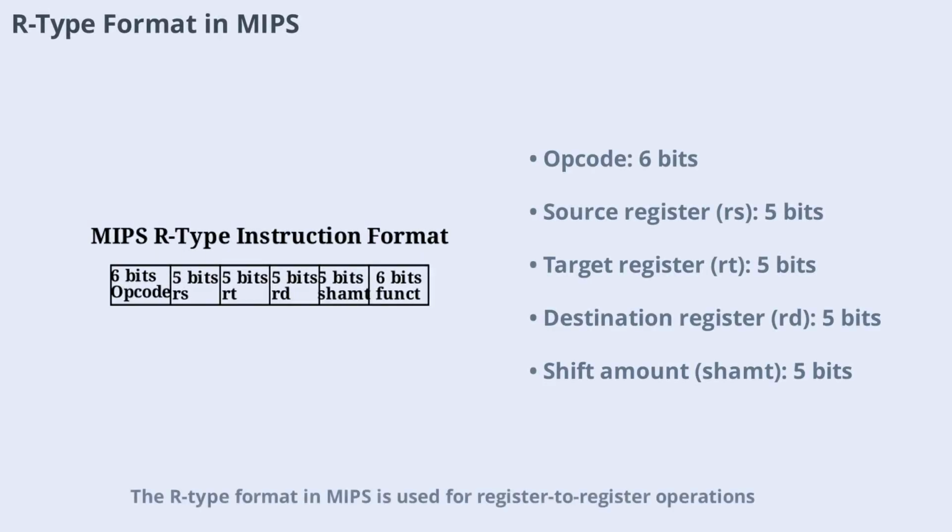The R-type format in MIPS is used for register-to-register operations. It includes fields for the opcode, source registers, destination register, shift amount, and function code. This structure allows for a wide range of arithmetic and logical operations using only registers, making execution fast and efficient.